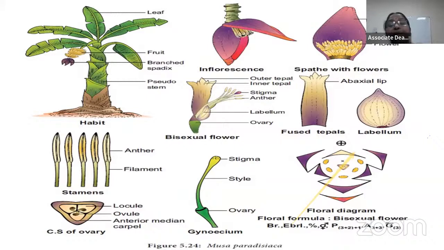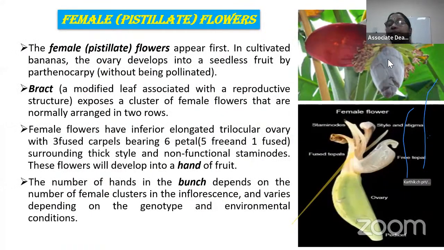Coming to the female flowers, they appear first. Here you can see the first opening of the inflorescence, where you will find the female flowers which have developed into fruitlets. Here you can see the baby bananas, and this one is the spathe. In cultivated bananas, the ovary develops into a seedless fruit by parthenocarpy, without pollination. What is a bract? Generally it is a modified leaf associated with the reproductive structure. It will expose the cluster of female flowers that are normally arranged in 2 rows.